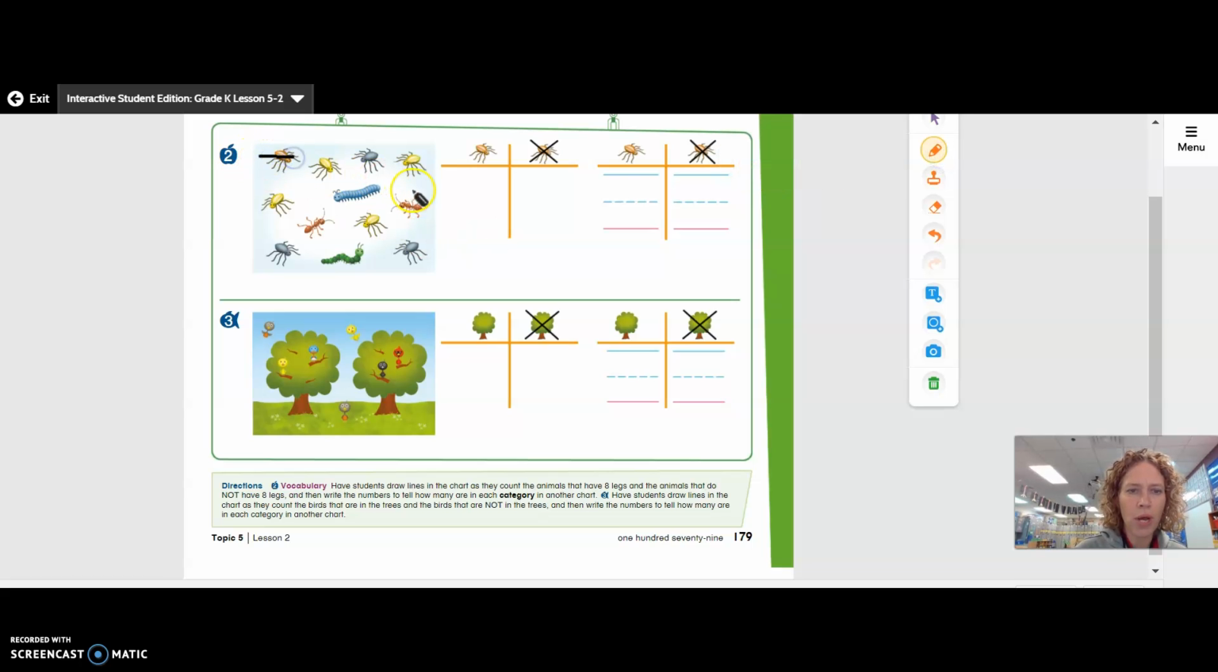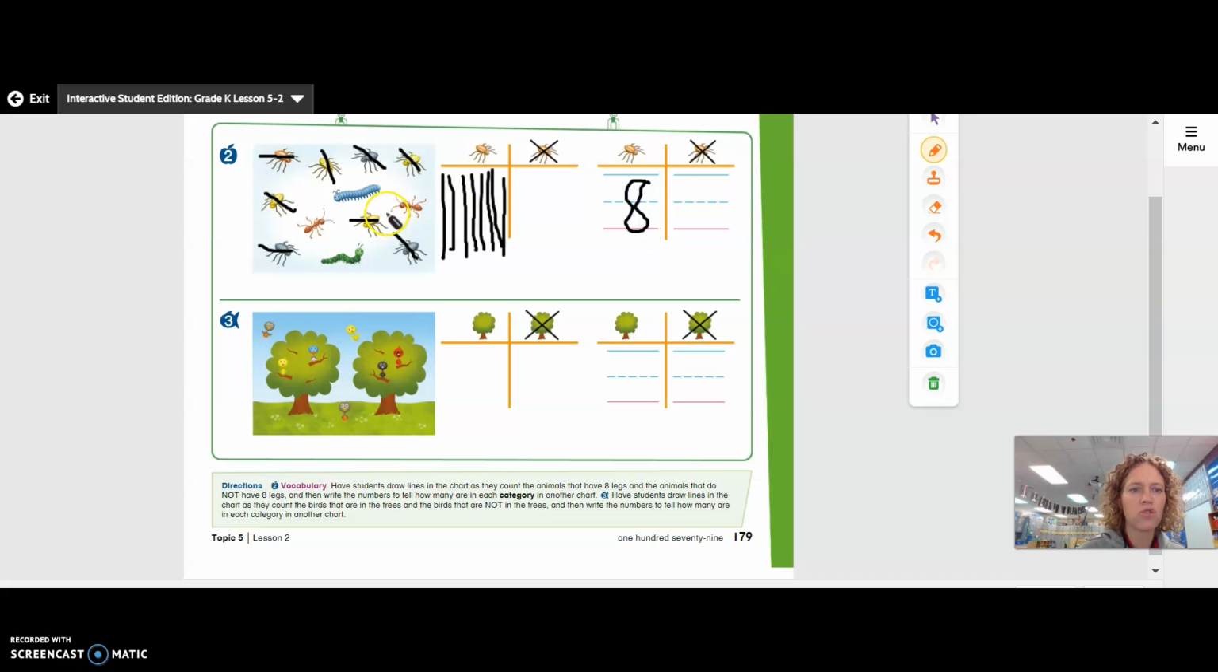Oh, there's one. Then I'll make a tally. 2, tally. 3, tally. 4, tally. 5, tally. 6, tally. 7, tally. 8, tally. Okay, so I had 8 of them. 1, 2, 3, 4, 5, 6, 7, 8. So I'm going to put 8 here for my spiders.